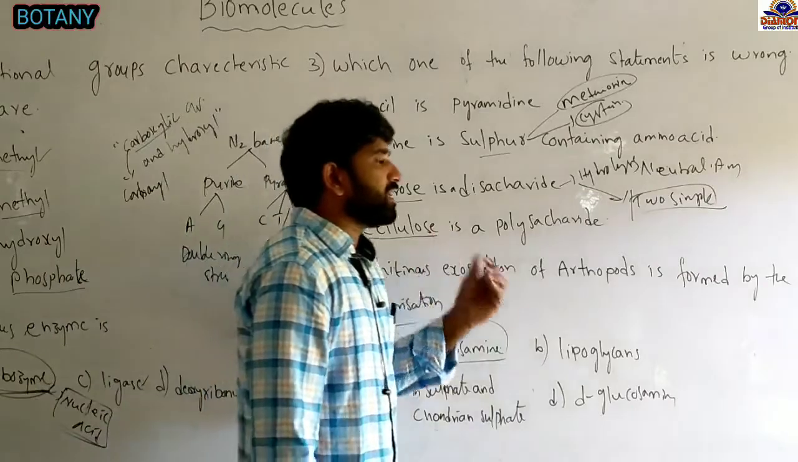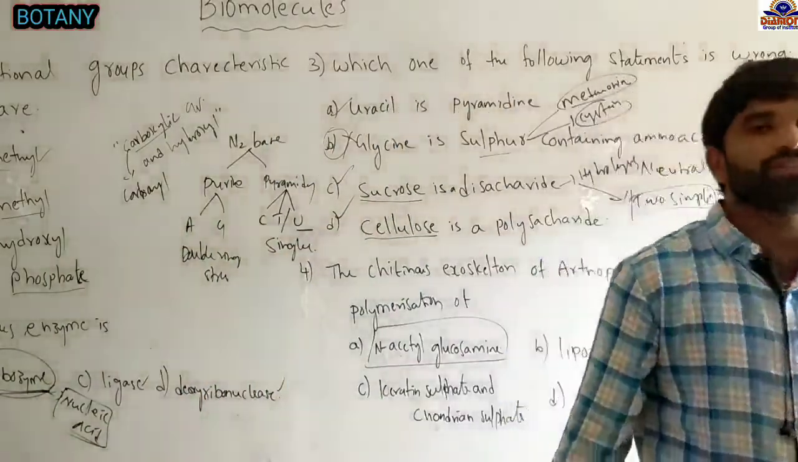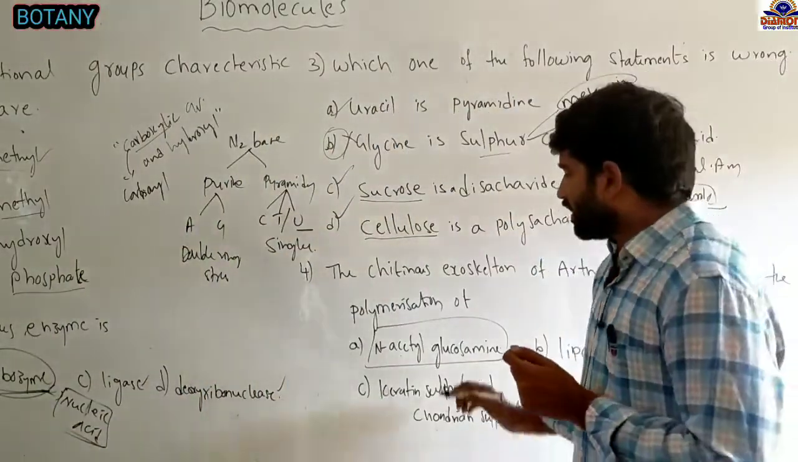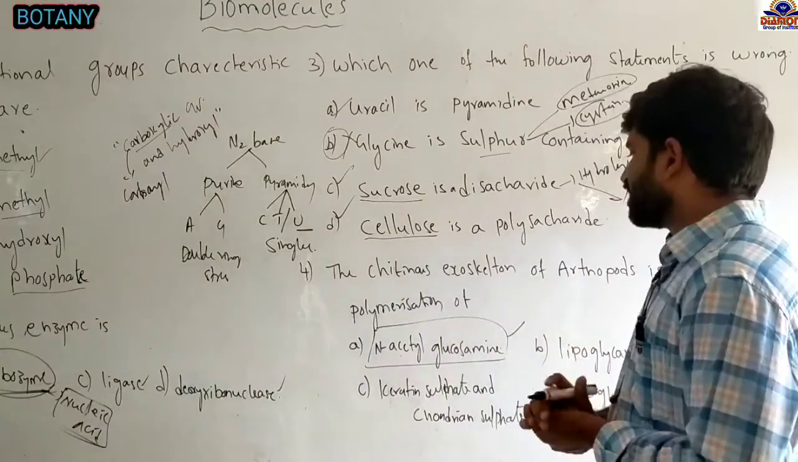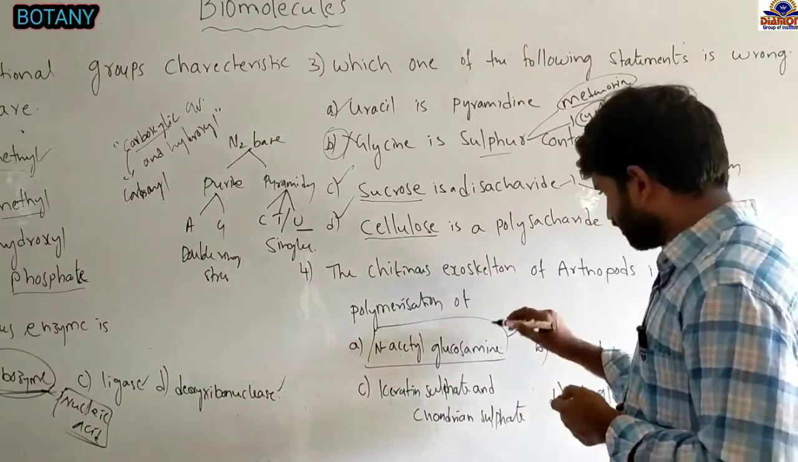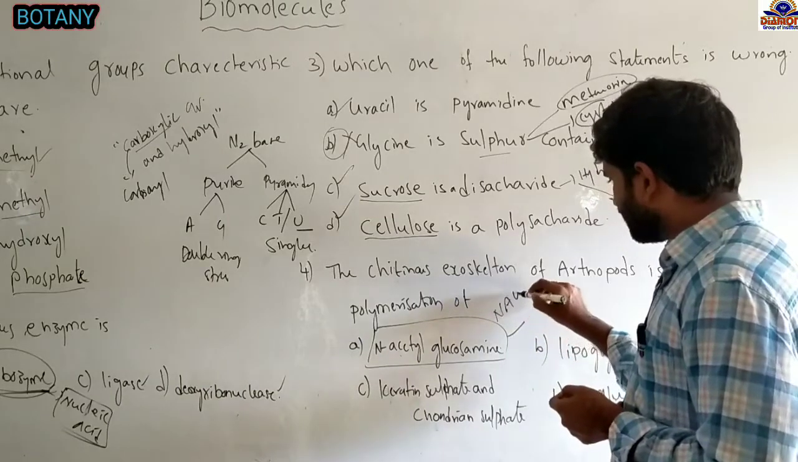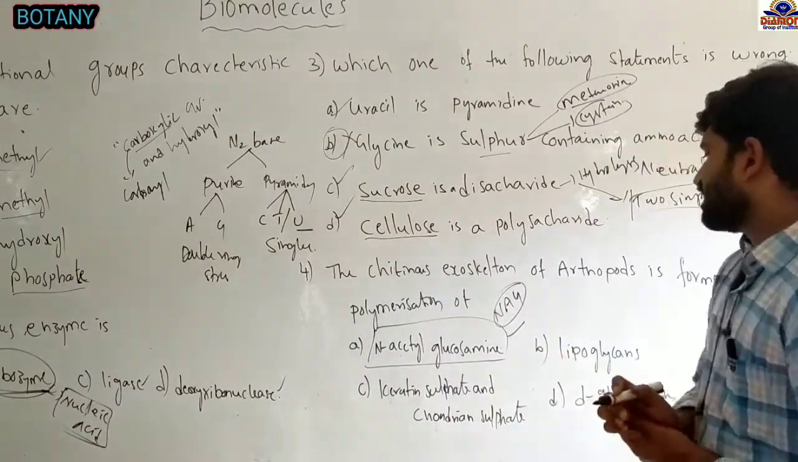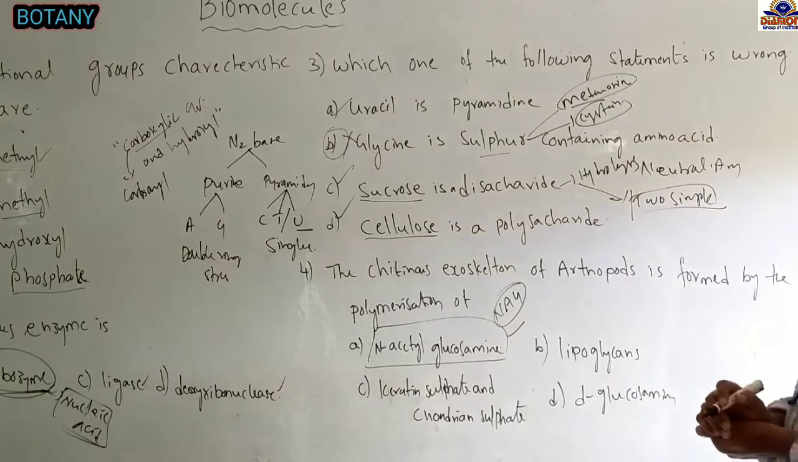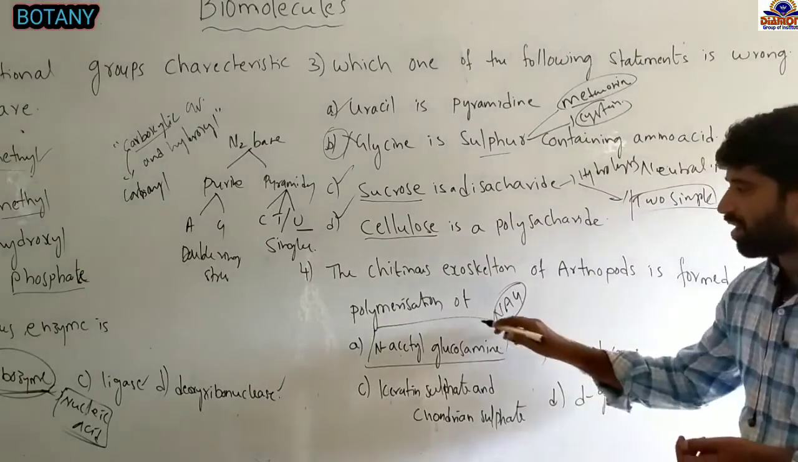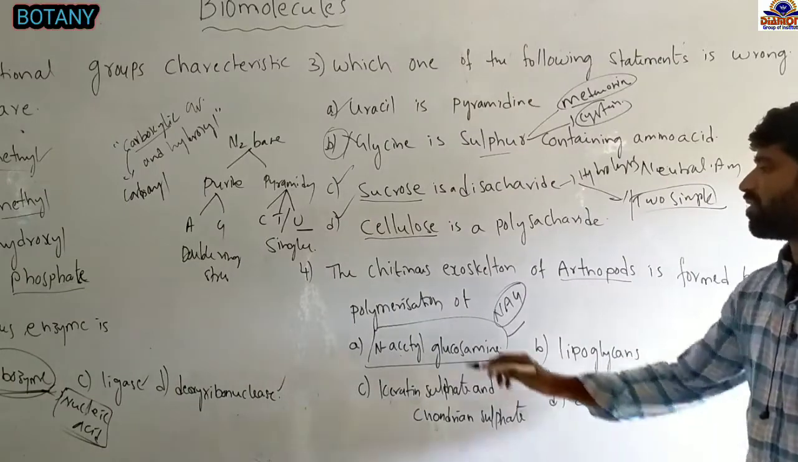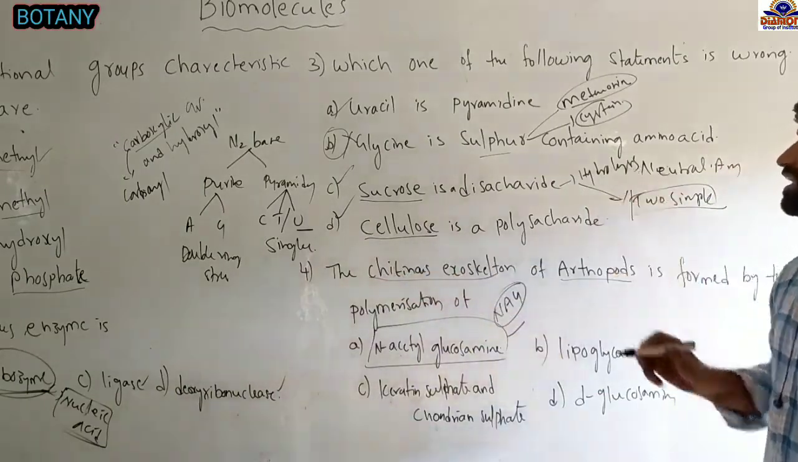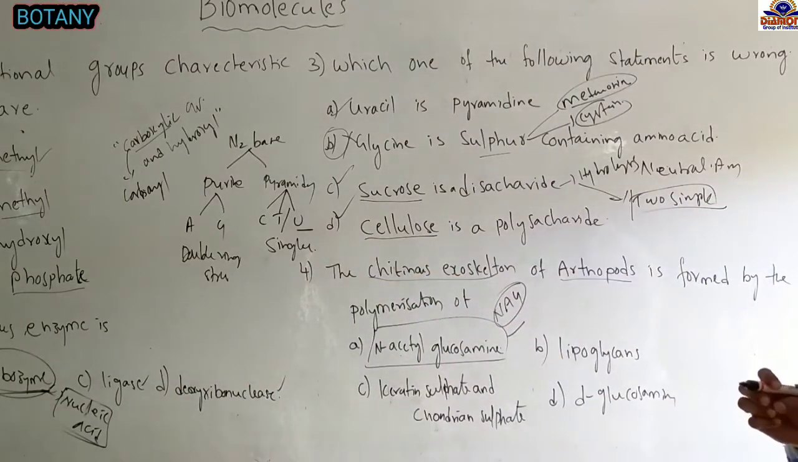N-acetyl glucosamine is an abundant component in all living organisms, that is, in the arthropods. The arthropods' exoskeleton bodies, that is the chitin exoskeleton, is made up of N-acetyl glucosamine.